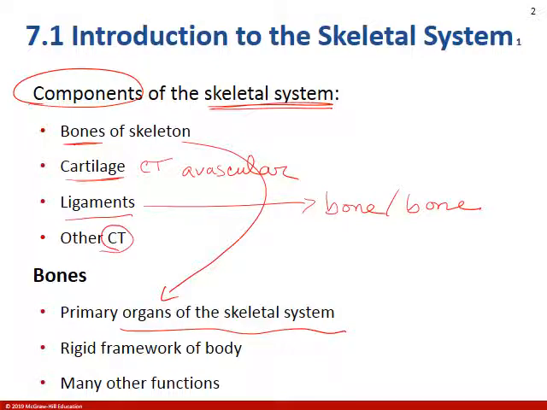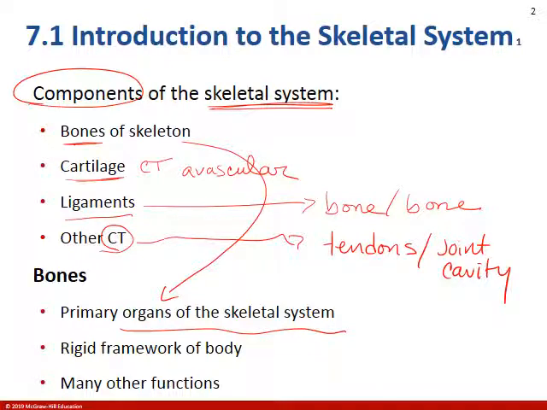And then we're going to talk about other connective tissue types that we're going to see in the skeletal system. And you might see tendons, and we're going to see joint cavities, so some other types of tissue that we'll revisit. As far as the bones, I said they're the primary organ, but remember they also make up the framework of the body. We're going to talk more about these multiple functions as we move through the slides.